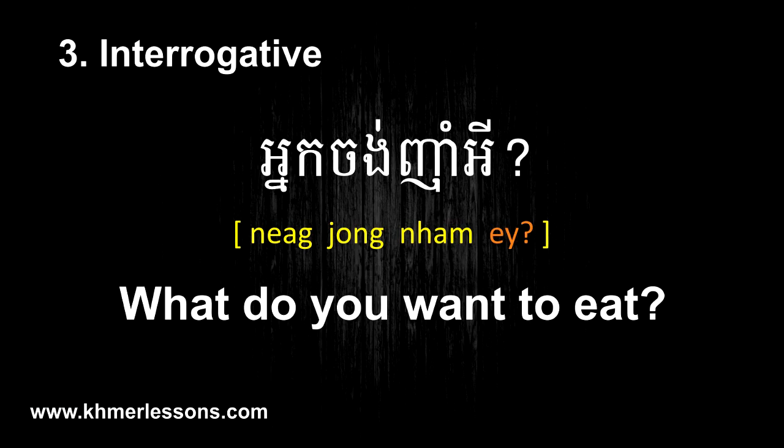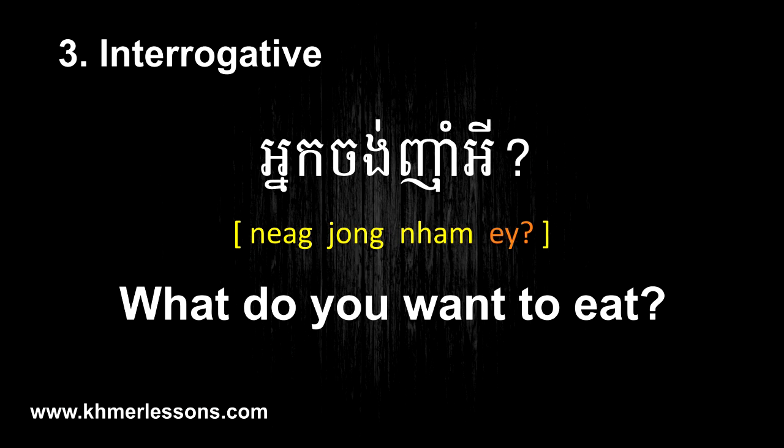You see, the orange color is the question word for what, because what in Khmer we say ai. So the sentence is, what do you want to eat? You start with what, but in Cambodian language we start with you: អ្នកចង់ញ៉ាំអី.